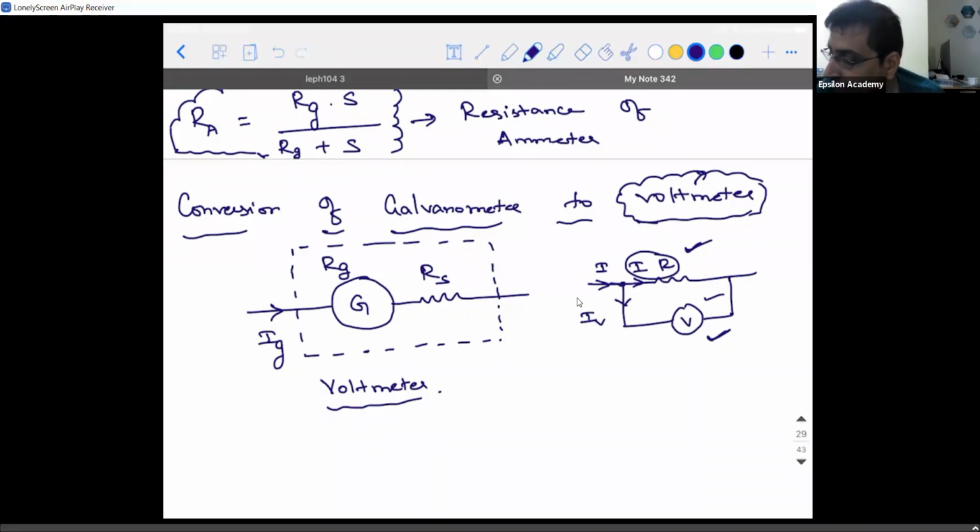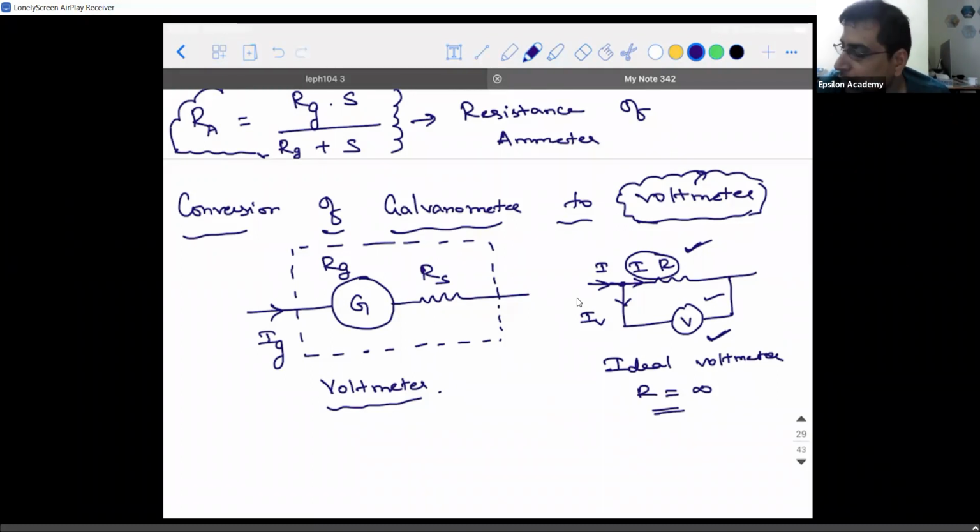So ideally, a voltmeter should have resistance of infinite value. Correct? So ideally, a voltmeter is supposed to have a resistance of infinite value. Generally, it will be around 5,000 to 6,000 ohms. It is a high value.